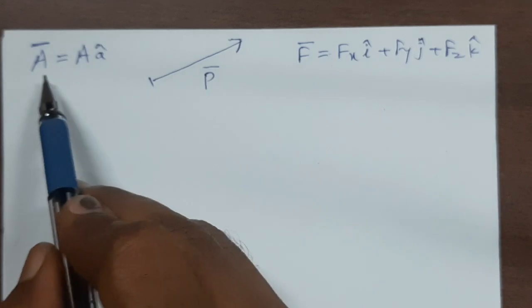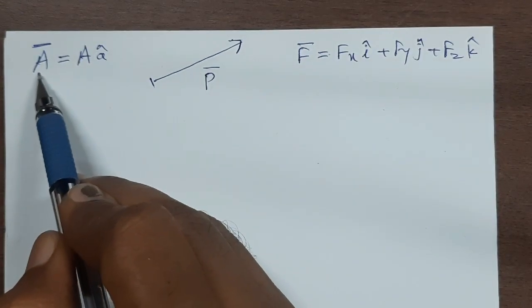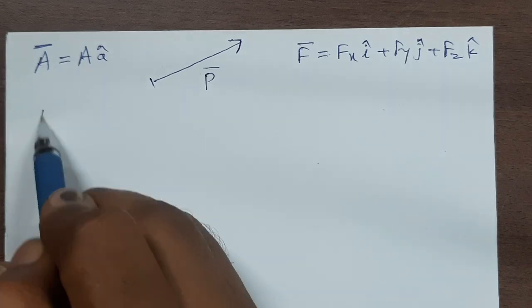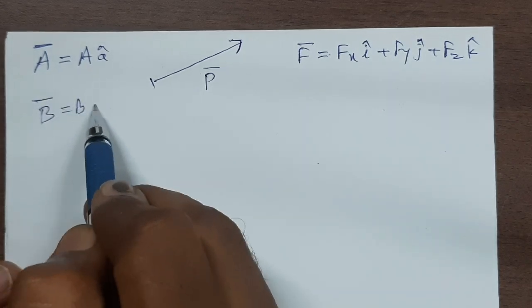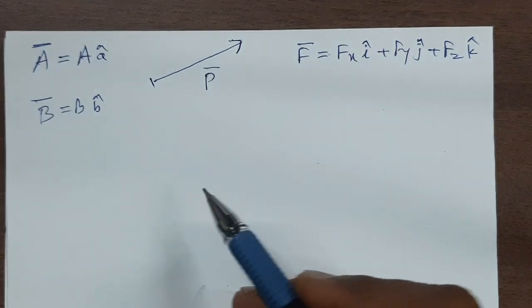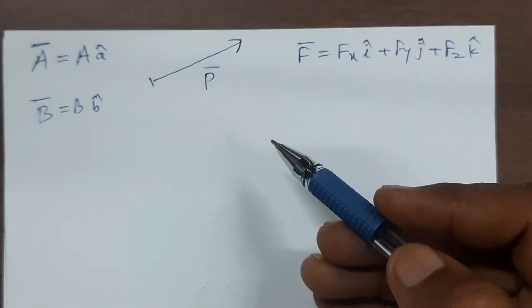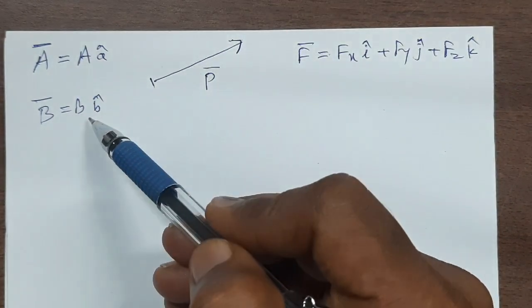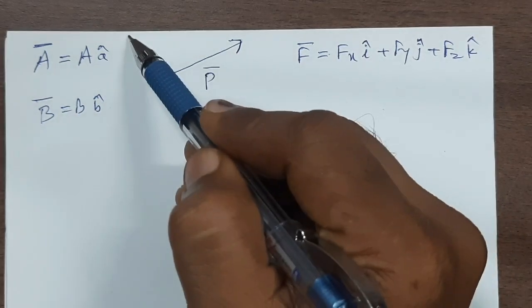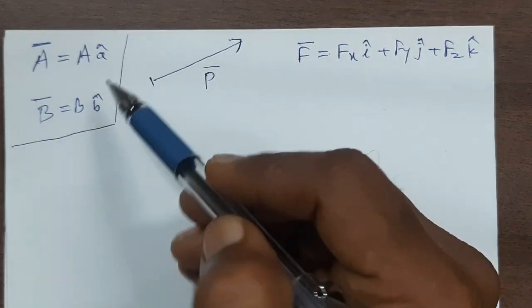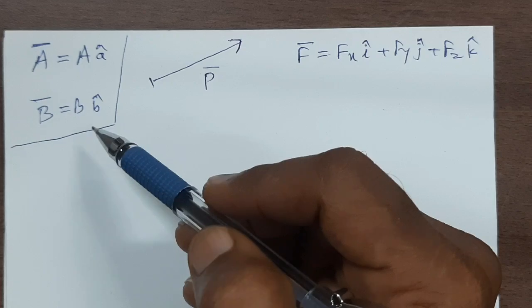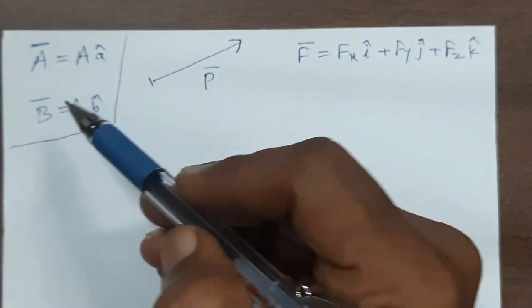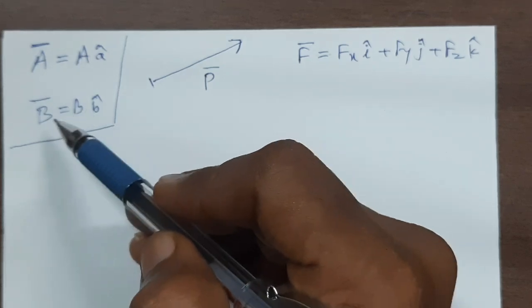Typically, if I represent a vector in magnitude and direction, suppose one vector is a bar which is equal to a into a cap, and the other vector is b bar which is equal to b into b cap, then the addition will be a bit different. We will have to decide depending on what is the direction a cap and what is the direction b cap. Now in this case, suppose a cap and b cap are not defined properly, then the addition of these vectors is not possible.